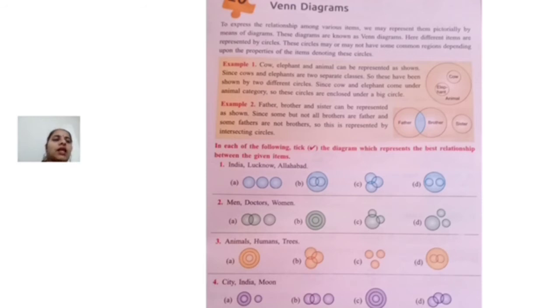C is the correct answer, because doctors means maximum people are doctors, but among them some people are men and some are women. Correct? So that is why C is the correct answer.